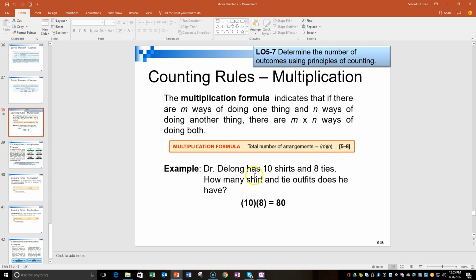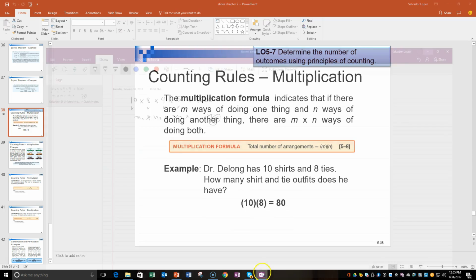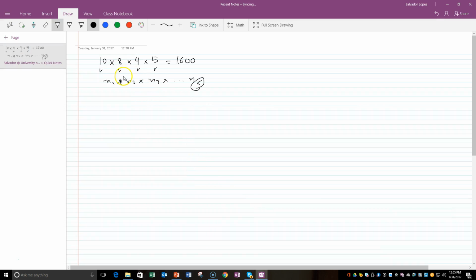For example, Dr. DeLong has 10 shirts and 8 ties. How many shirt and tie outfits does he have? 10 times 8 equals 80. Now that may be applied to more items. For example, Dr. DeLong may have 4 shoes and 5 pants. So in how many ways can he combine all of them? Well, 1600 if you multiply 10 times 8 times 4 times 5.